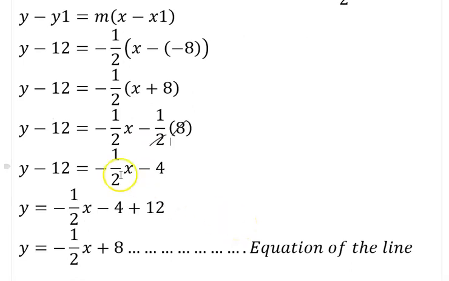So what we do now is to make y the subject of the formula. This minus 12, we just cross over to this side, and it will be plus 12. So we have minus 1 over 2 x here, minus 4 here, and this minus 12 is now plus 12. So minus 4 plus 12 is just like saying 12 minus 4, which gives us 8. So this is the equation of the line.